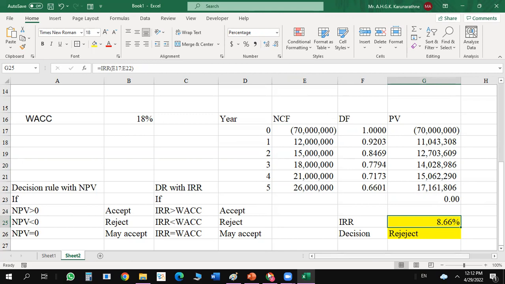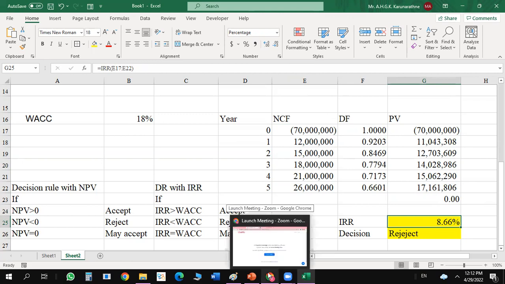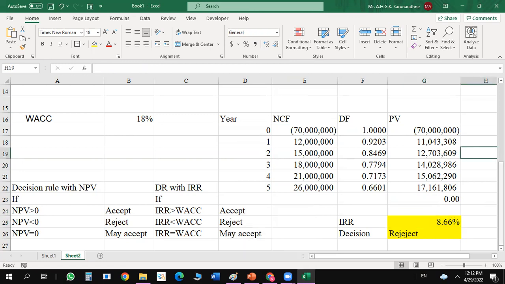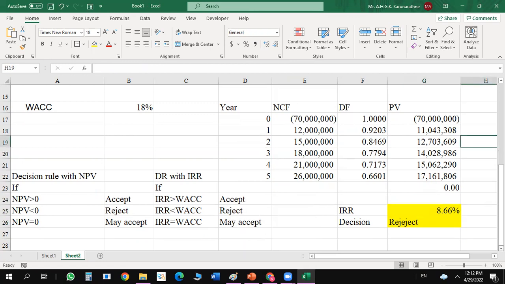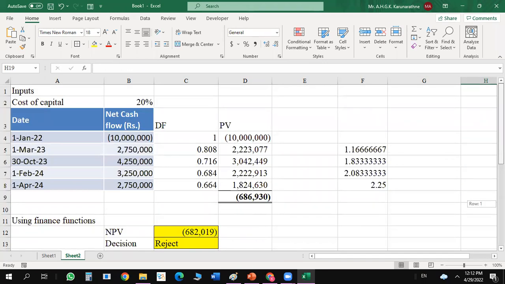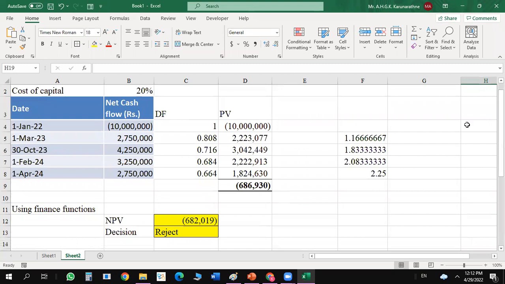Next concept: how to compute IRR for a project with irregular cash flows. When there are irregular cash flows, how do we compute IRR? Let us compute the IRR for this particular project.